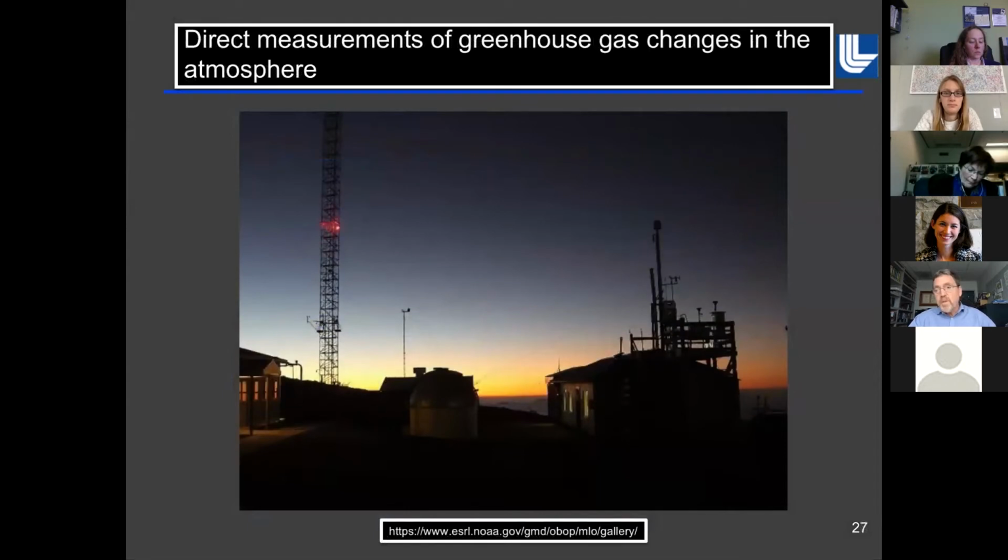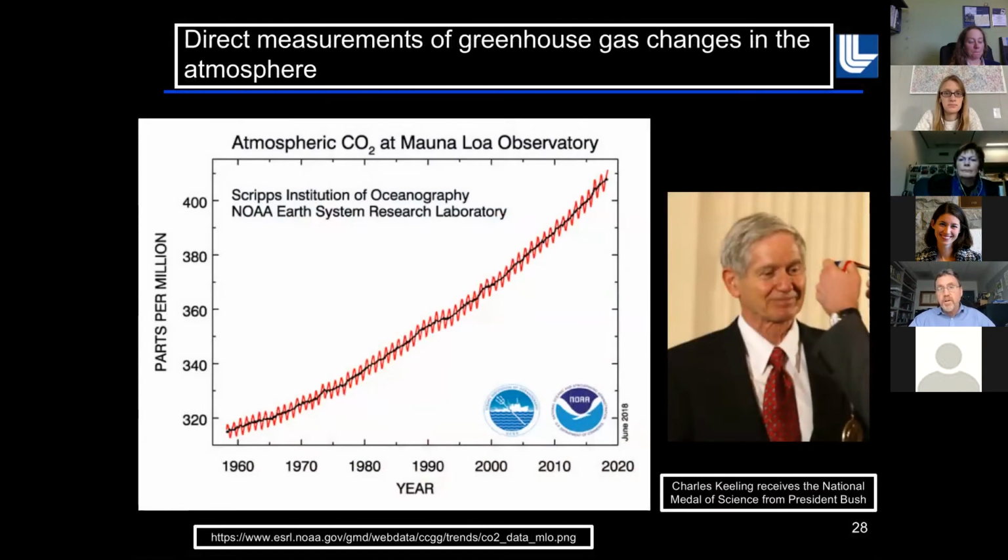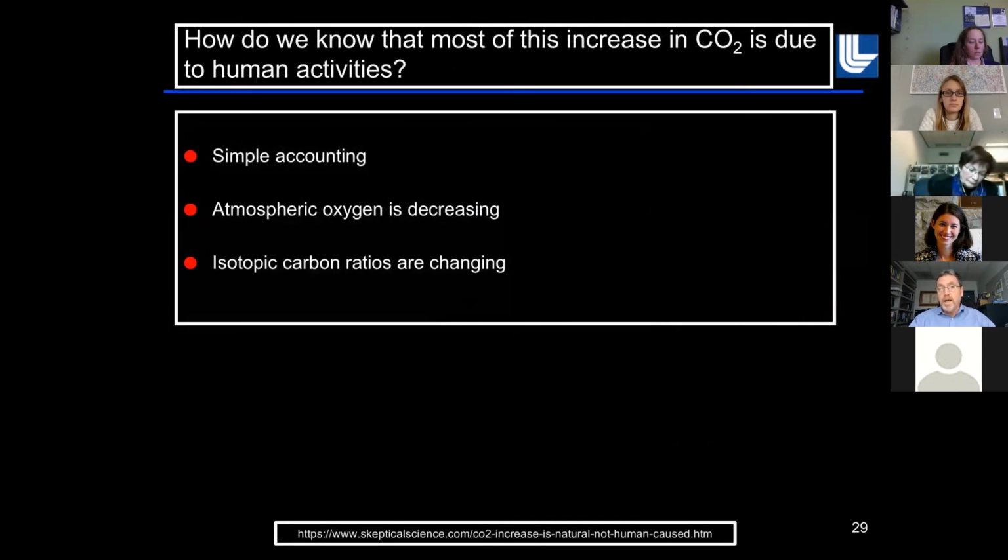The most famous record of CO2 increases is at the Mauna Loa Observatory in Hawaii. That started in the late 1950s. Charles Keeling is generally regarded as the father of these measurements at Mauna Loa. And again, they show an increase from less than 320 parts per million to over 400 parts per million now.